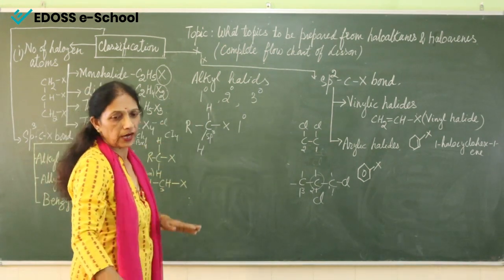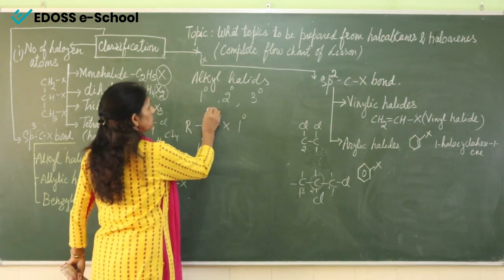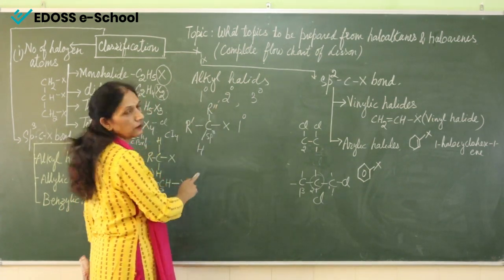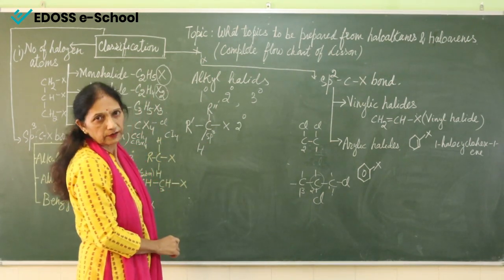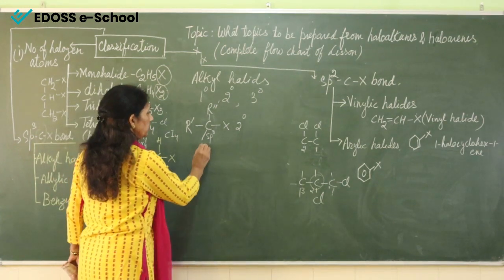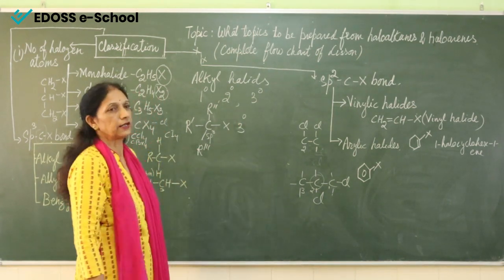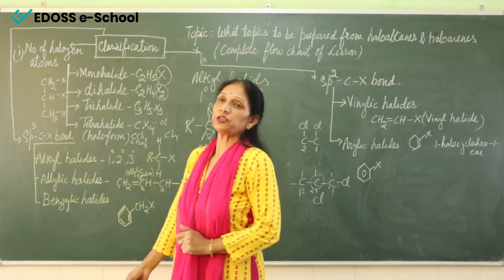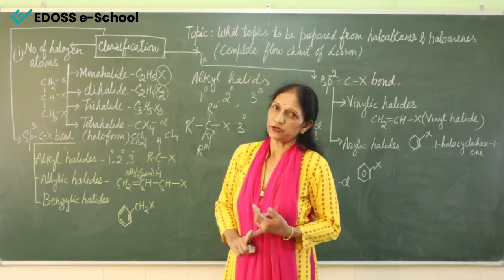Now if in place of 1 hydrogen, 1 alkyl group is exchanged this way, if it is R dash, this can be R double dash. Now it will be termed as secondary alkyl halide. And again if the third hydrogen is also replaced by another alkyl group, then this will be known as tertiary alkyl halide. So this is the second type of sp3 C-X bond classification. Alkyl halides can be primary, secondary, or tertiary.